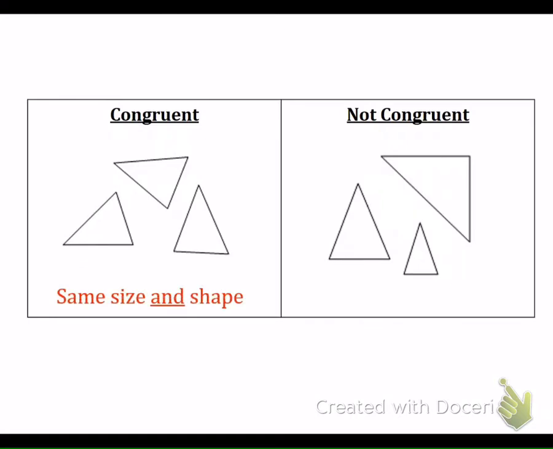All right. Now we're going to look at what it means to be a congruent triangle. Congruent triangles have the same shape and the same size. Here are examples of triangles that would not be congruent. They have different sizes or they have different shapes. So to be congruent, all the angles have to be congruent. All the sides have to be congruent.